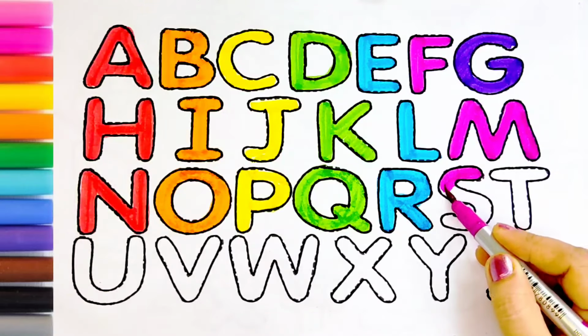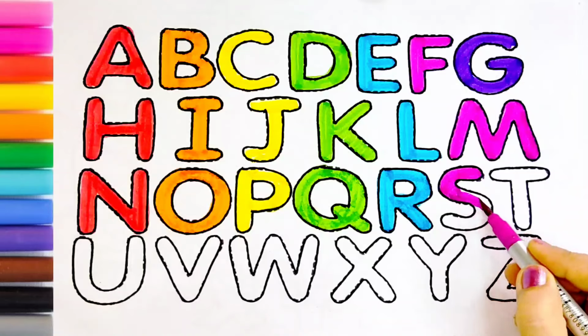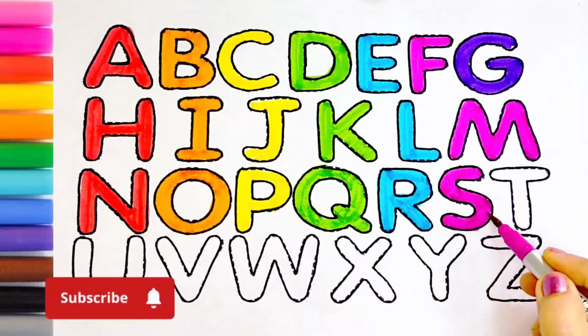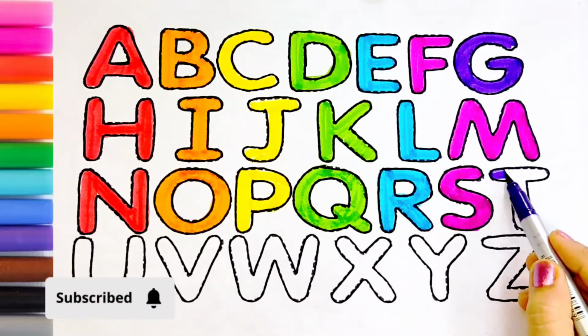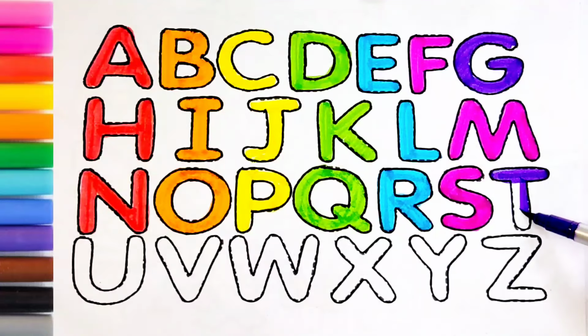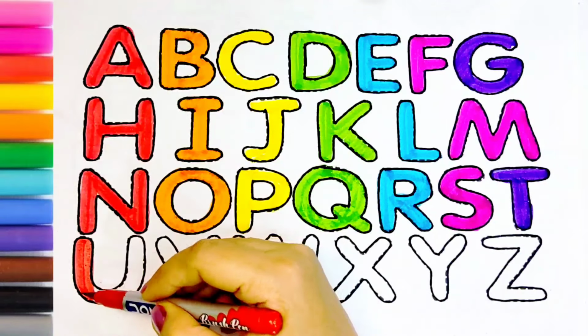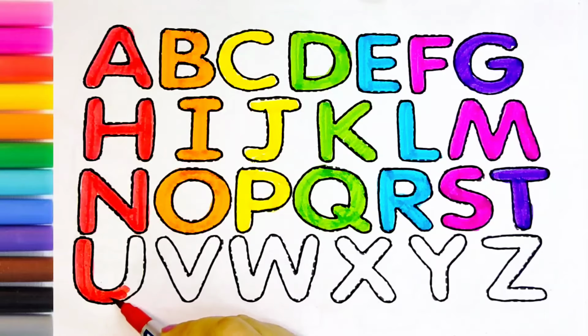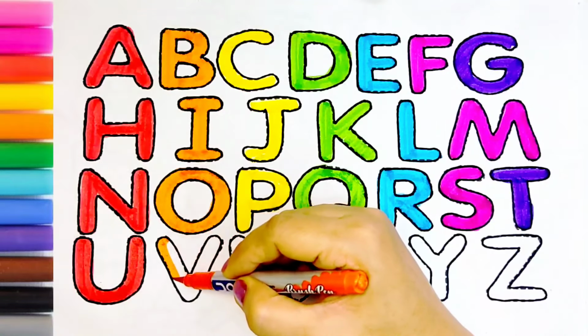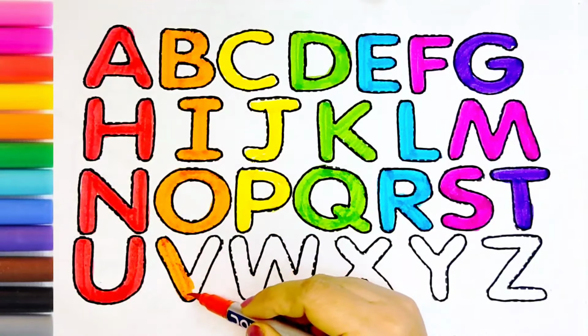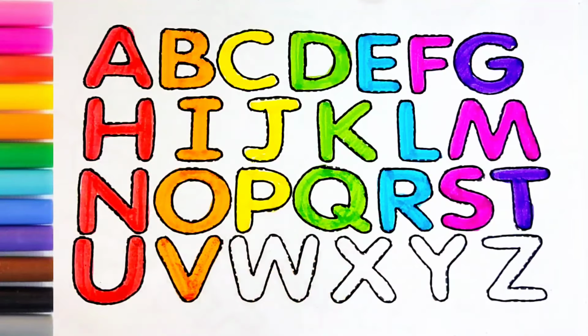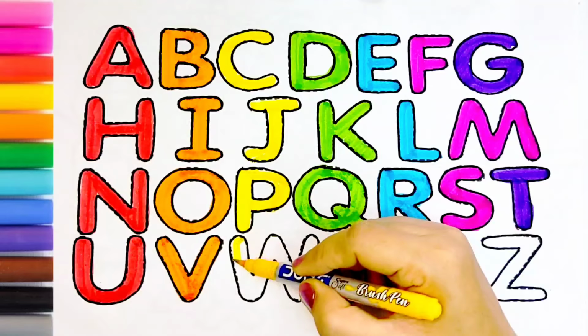Pink color. S. S for sun. Purple color. T. T for tree. Red color. U. U for umbrella. Orange color. V. V for hen. Yellow color. W.